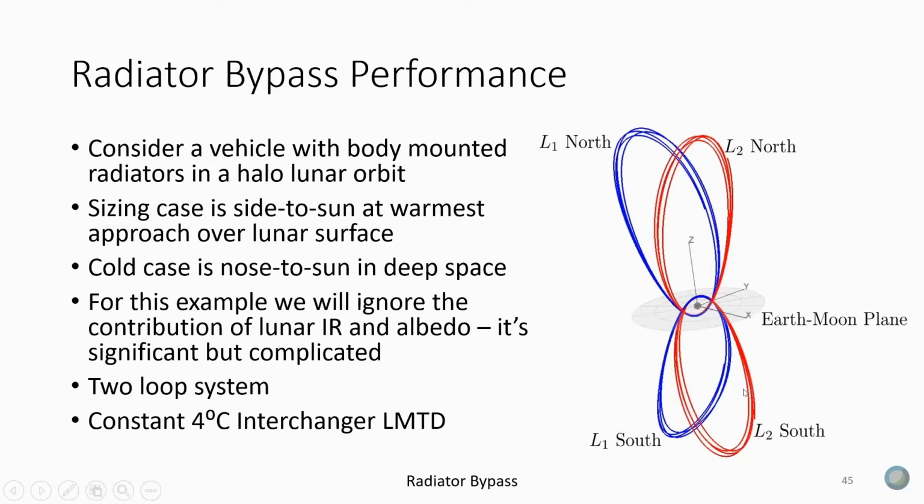So for a halo orbit, if we're looking at something like these lower orbits here, the sizing case is going to be side to sun in the warmest approach over the lunar surface.